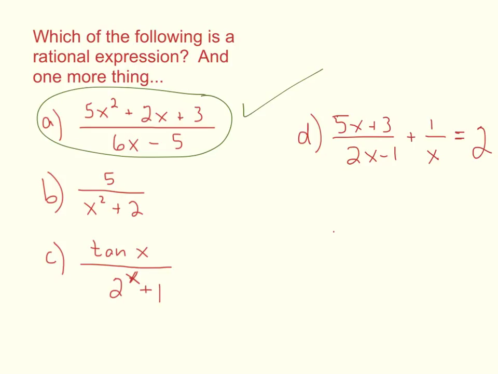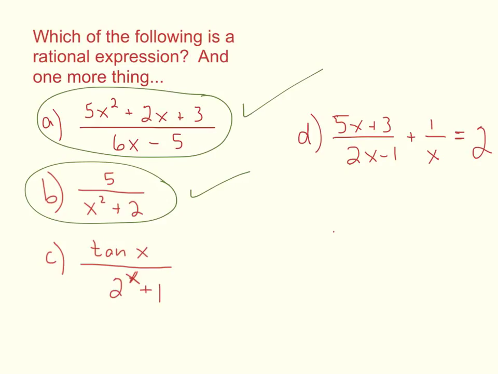If we look at B, let's look at the top. As far as the top is concerned, well, 5, that's a polynomial. That is a very simple polynomial. X squared plus 2, that's a polynomial as well. So B is another rational expression.